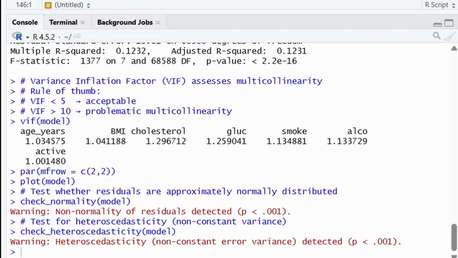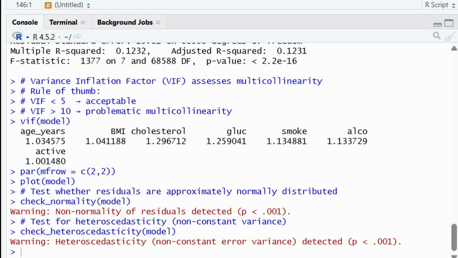It can slightly affect the standard errors and p-values, meaning our confidence intervals might be a bit off. In practice, with a large dataset like ours, the regression coefficients themselves are usually reliable, but we should be cautious when interpreting statistical significance. So, both assumption checks, non-normality and heteroscedasticity, highlight that real-world data rarely fit perfect textbook assumptions, but the main relationships identified by our model are still meaningful.